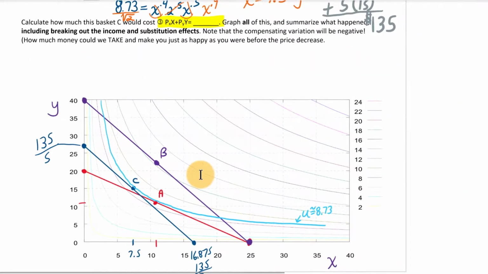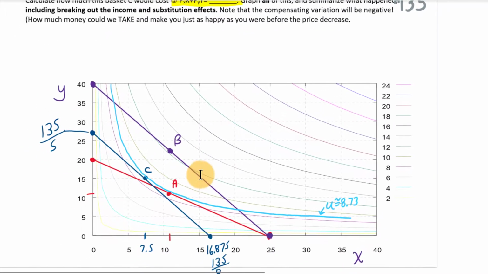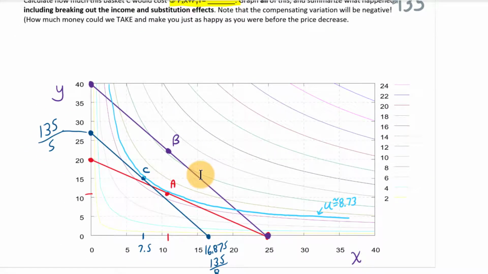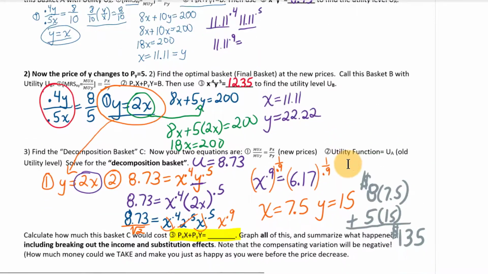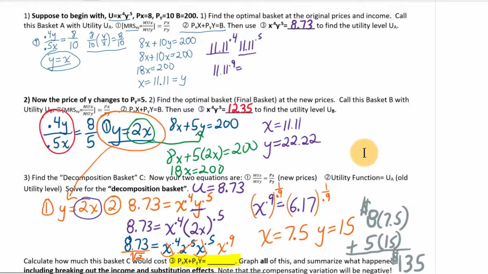Okay, so let's sum everything up here. So let's draw my little graphical line that I like to do. And so in this case, what's the lower amount of the good Y? So when we're talking about income and substitution effects, good Y is the one that we're going to talk about because it's the one whose price changed. So the price of Y went from 10 to 5. That's what's driving our discussion here.